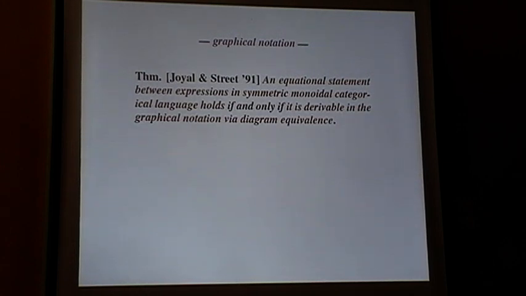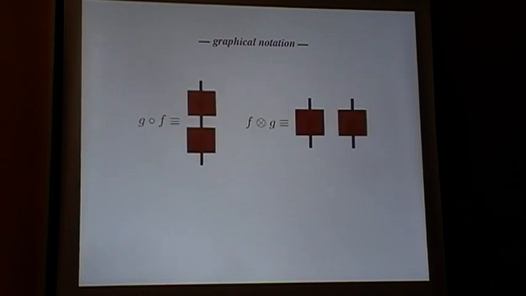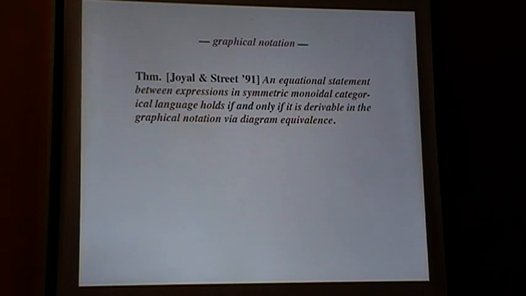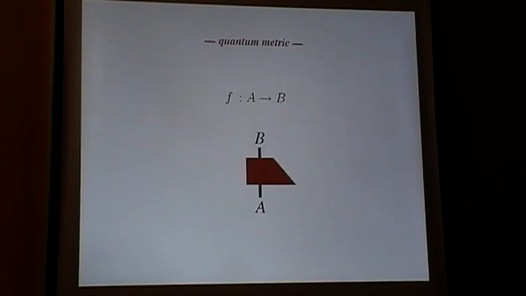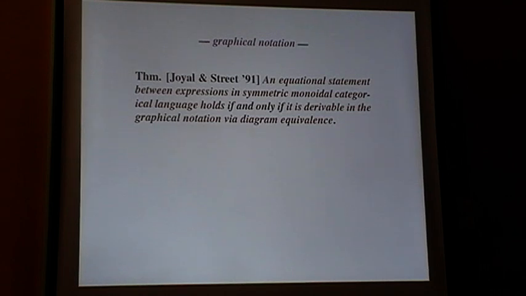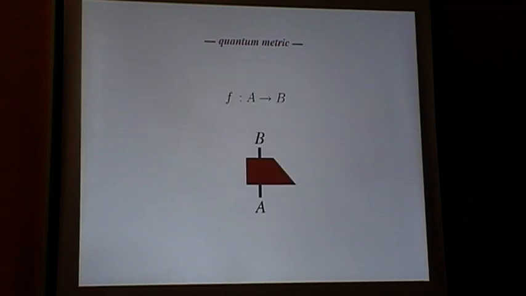So there is a theorem by Joyal and Street from '91, which says that an equational statement between expressions in the symmetric monoidal categorical language holds if and only if it is derivable in the graphical notation via diagram equivalence. So that sort of says that with this type of Penrose diagrams, because he sort of came up with this idea, you can basically capture everything you can do with symmetric monoidal categories on the nose. Now we do want to do a little bit more than what you can do with any symmetric monoidal category. We want to do some quantum physics, so we have to add a little bit of structure.